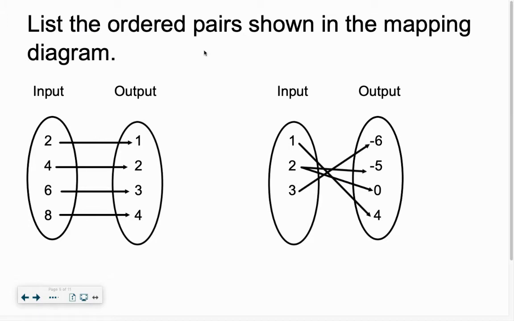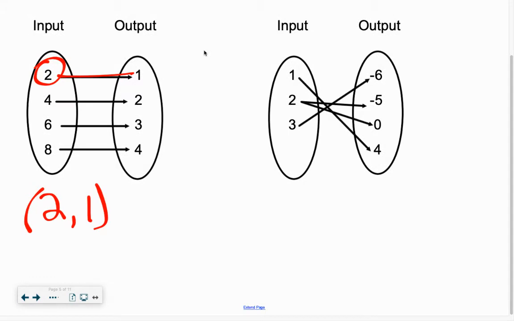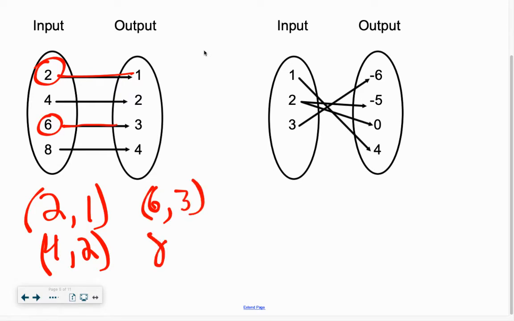Up first, it says list the ordered pairs shown in the mapping diagram. So when I look at the input 2, follow the arrow, it's connected to a 1. So the ordered pair is (2, 1). Then you've got the ordered pair (4, 2). Again, just following our input. In this case, the 6 is mapped to the 3, and the 8 to the 4. That one most people would agree is nice. It's neat. The arrows go straight across.